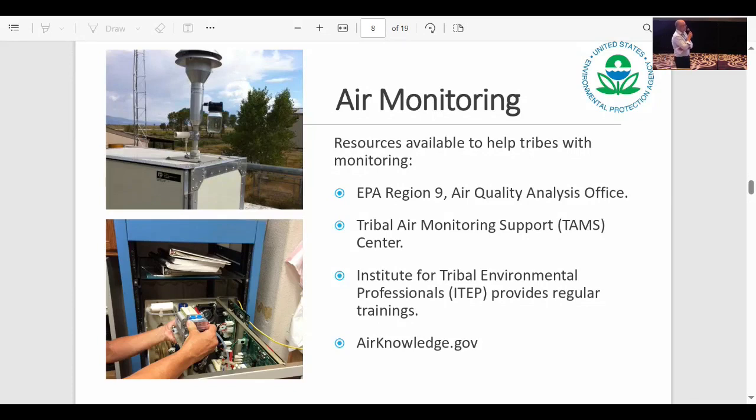The TAM Center is an outstanding resource, as is ITEP. Those are both in our region. The Institute for Tribal Environmental Professionals is ITEP. TAMS is Tribal Air Monitoring Support Center. Again, excellent resources we can put you in touch with. And of course, there's a lot of trainings online at airknowledge.gov. I think the next slide's a little bit more on monitoring, Eddie.